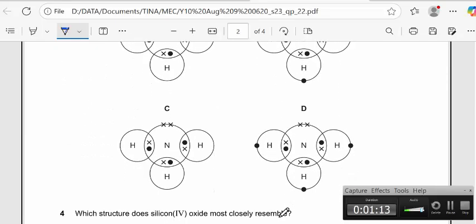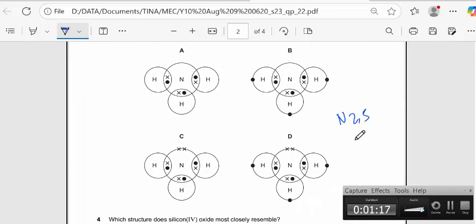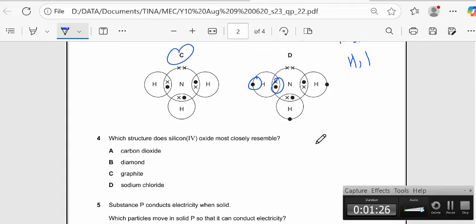For this one you have to write down: nitrogen is 2, 5, hydrogen is 1, meaning, yeah, C. A lot of students choose D because they think it's 2 here. No, it's only 1. Don't make that mistake.